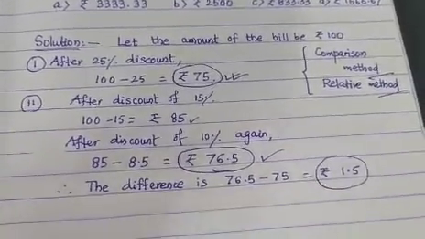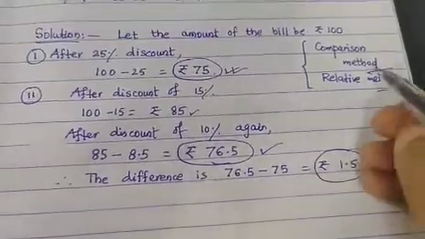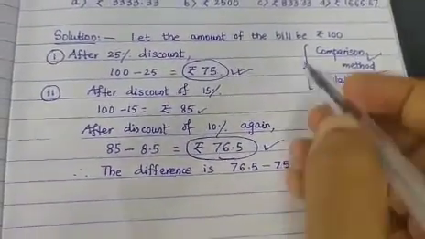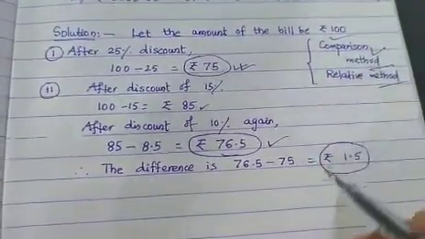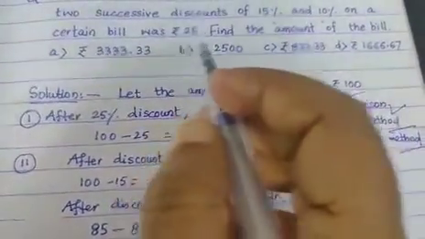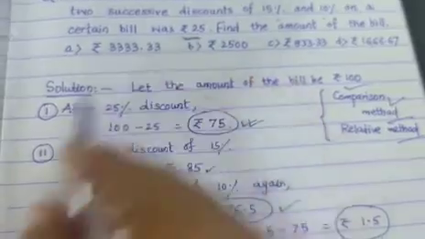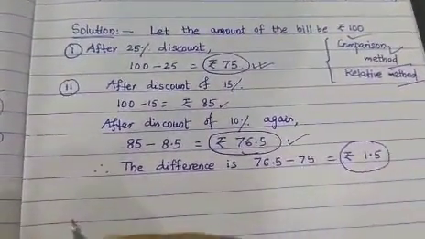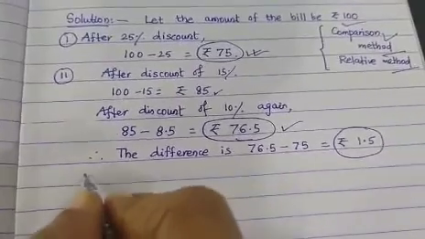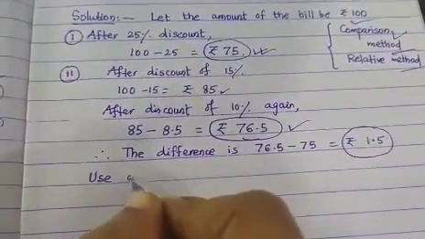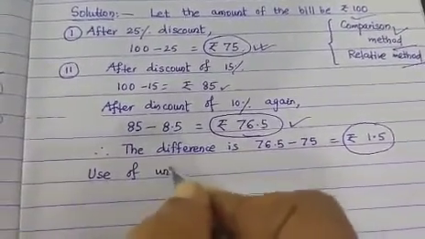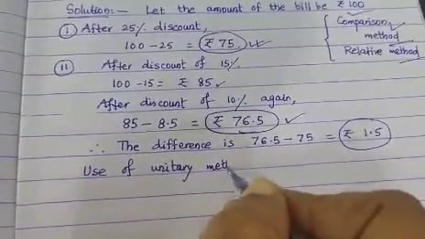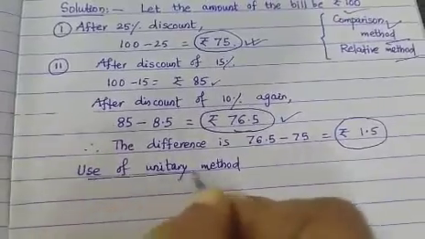All right. Now we are going to use this comparison method. If the difference is 1.5, then the amount of the bill is 100, and we have to find that if the difference is 25, then what is the amount? So we will use the unitary method.